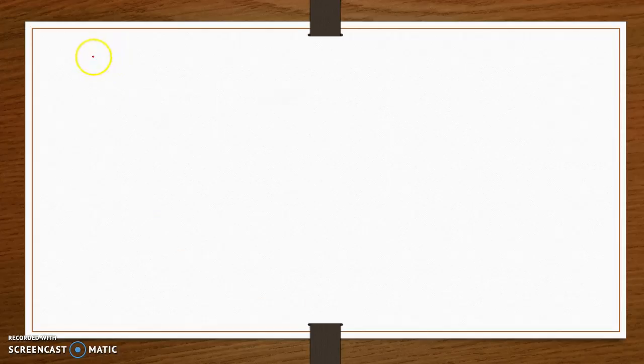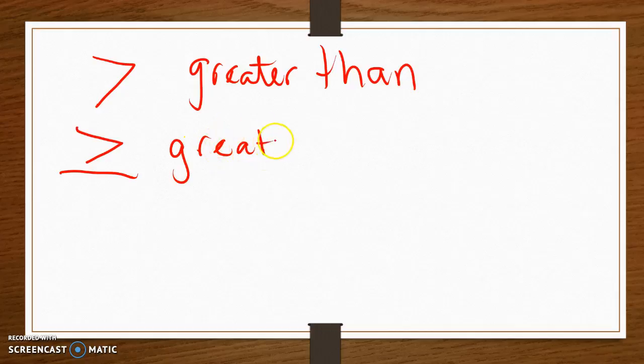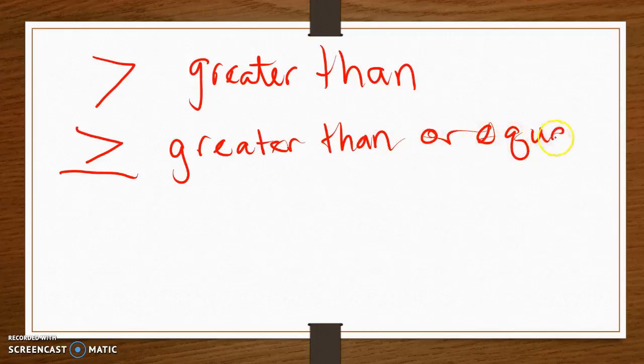So this is going to be the greater than sign. This means greater than. You always read it from left to right. So this number is greater than that number. Okay? This is greater than or equal to. So this is greater than or equal to. You should be writing this down.